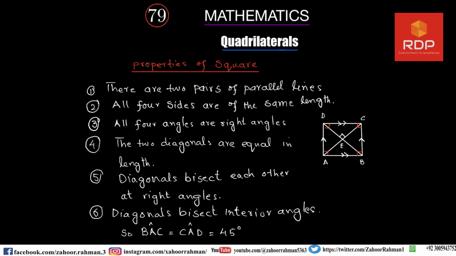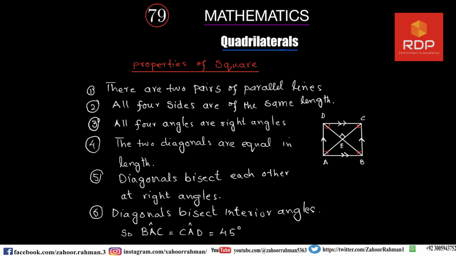This is lecture number 79 of mathematics. Today we are going to learn the remaining three quadrilaterals, and that will complete our set of 6 quadrilaterals. So let's get started. First, we are talking about the properties of square.